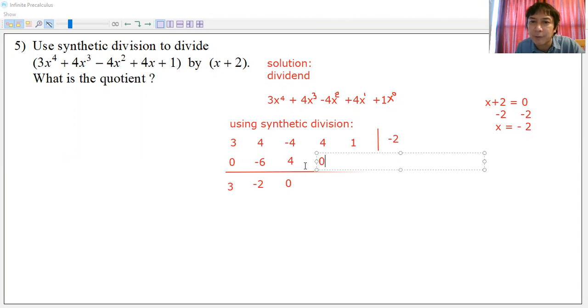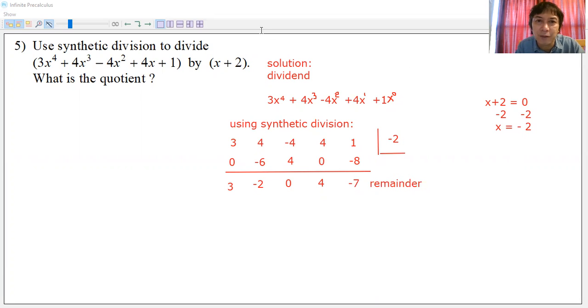That's the product. And then next is another addition. 4 plus 0, and that's another 4. And then this is the fourth multiplication. 4 times negative 2 gives a negative 8. That goes to the next column below the positive 1. So here you write the negative 8. Then this will be your final addition, resulting in a negative 7 remainder.